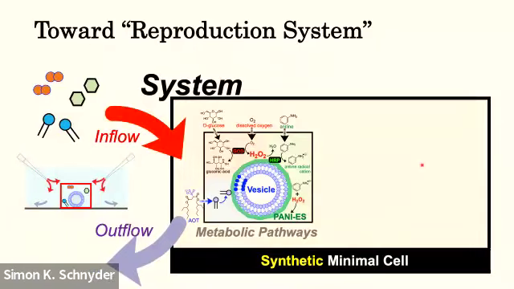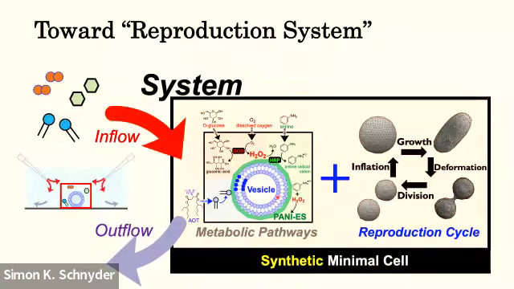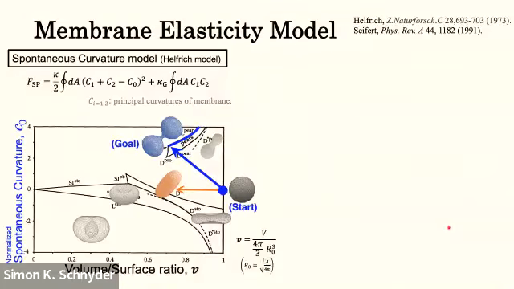So toward the reproduction system, I talked about the chemical reaction network and the vesicle membrane growth. But the vesicle membrane growth itself is not a reproduction. To construct a reproduction system, such membrane growth should be guided to lead to deformation, spontaneous division and vesicle size recovery. So I will talk about the reproduction cycle from now.